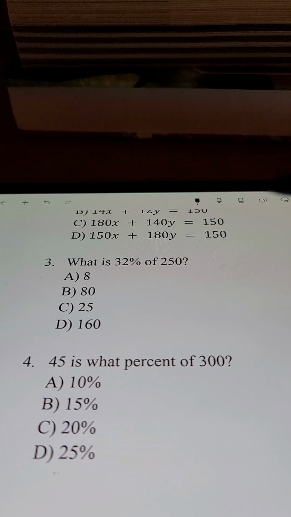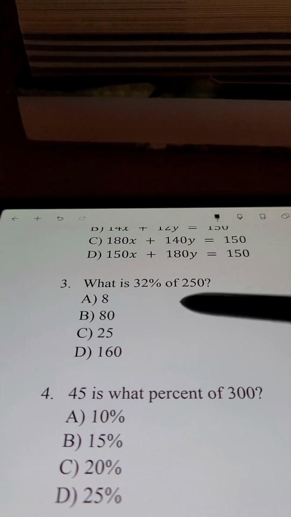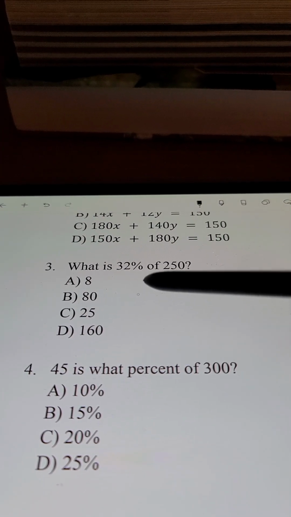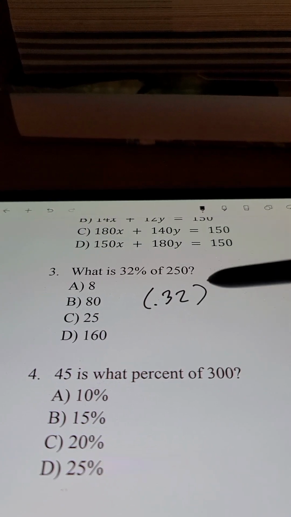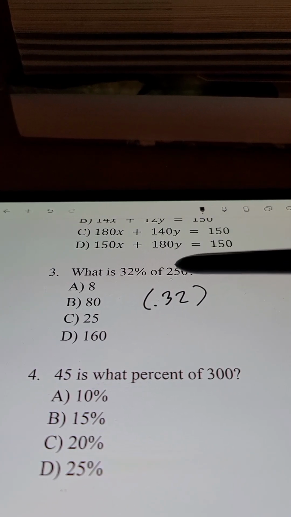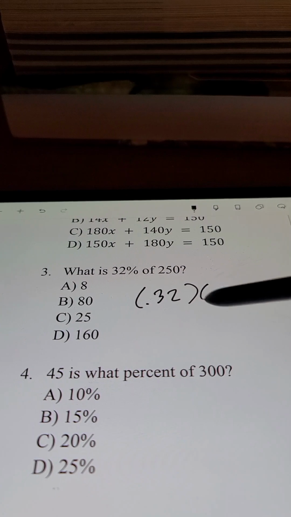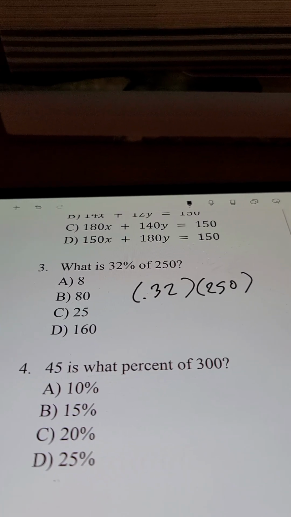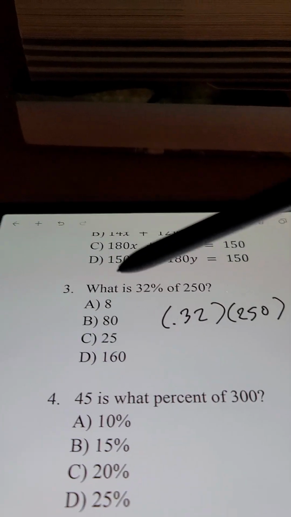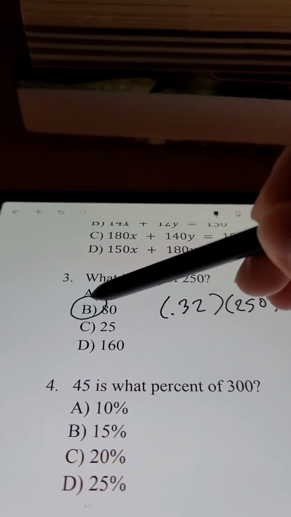So now for number 3, we have percent of a number. We're taking 32% of 250. So we have to do 0.32 because we have to turn the percent into a decimal and then multiply by the number we're taking the percent of, which is 250. And then you just put that in your calculator, and when you do, you should get 80 as your answer, B.